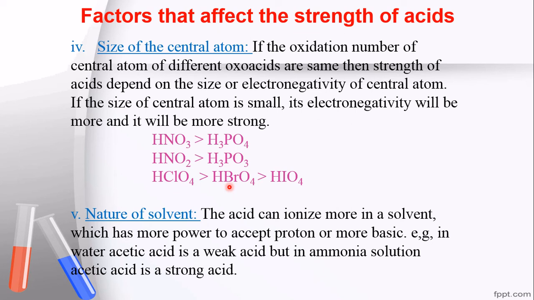So, an acid that is weak in water solution will be strong in a comparatively strong base solution. Look, here also the acid can ionize more in a solvent which has more power to accept protons, or is more basic. For example, acetic acid is a weak acid in water solution, but it is a strong acid in ammonia solution.